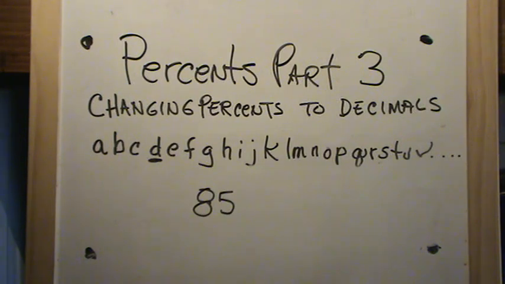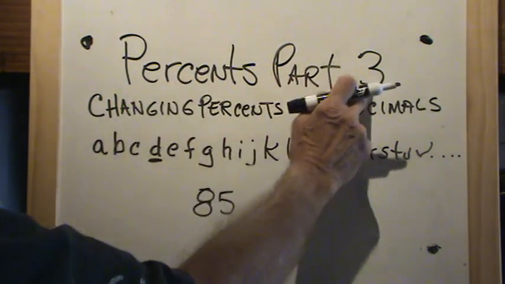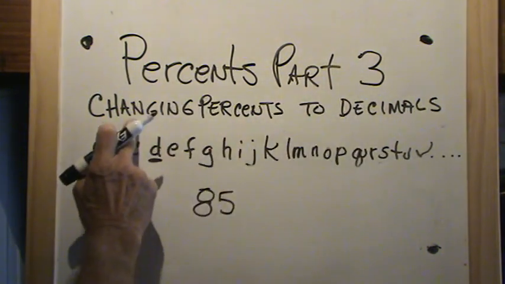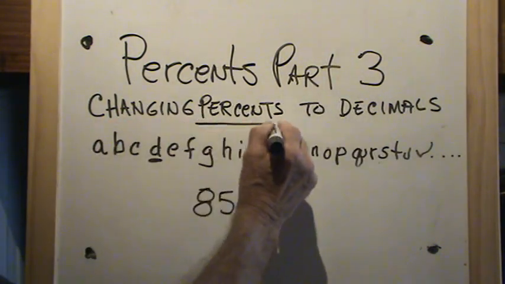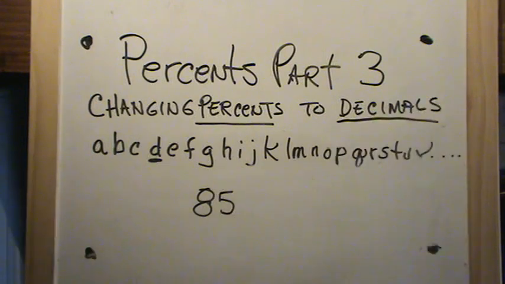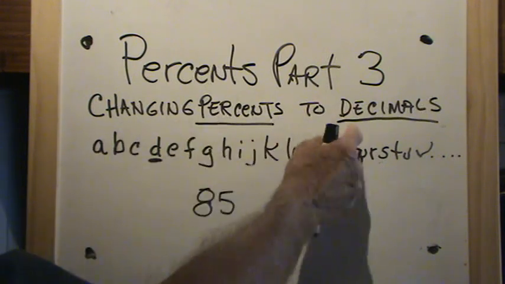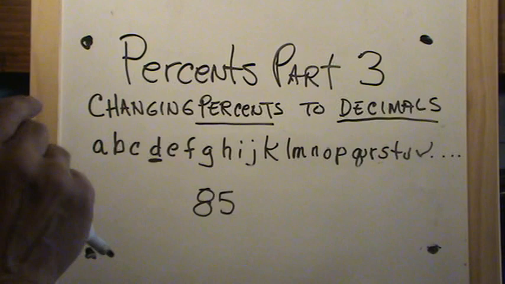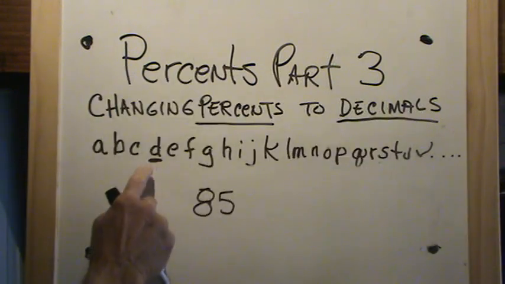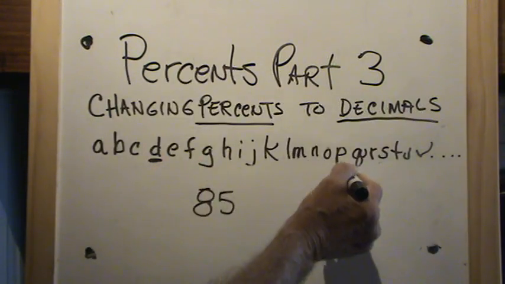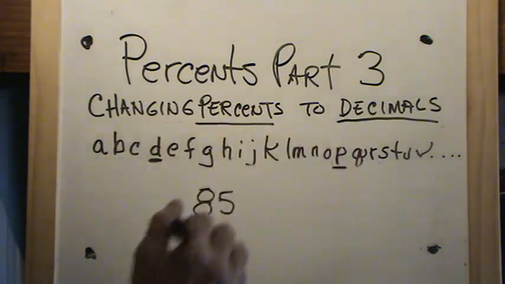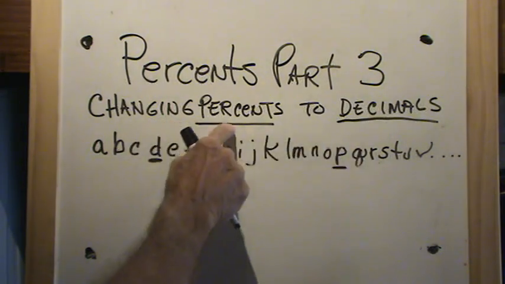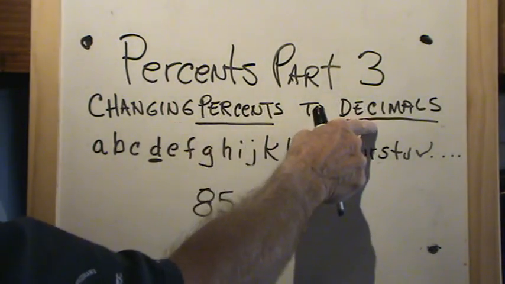Well, welcome to Percents Part 3, changing percents to decimals. Now in Part 2, A and B, we learned to change decimals to percents. And we knew that you move the decimal place 2 places to the right because we're going from D to P. But we're going to do the opposite now. We're going to change percents to decimals.